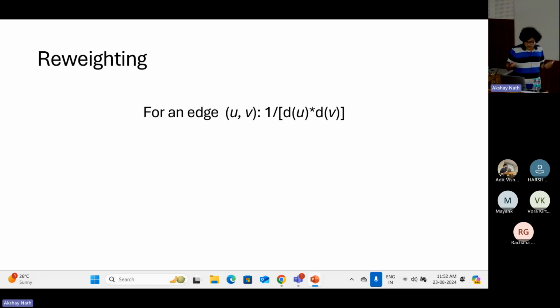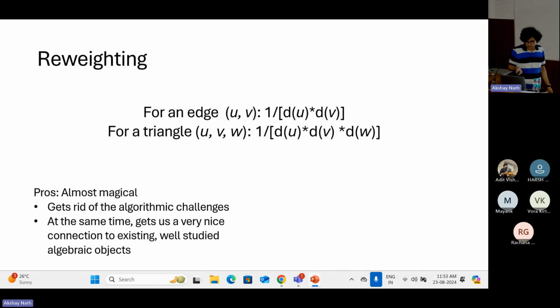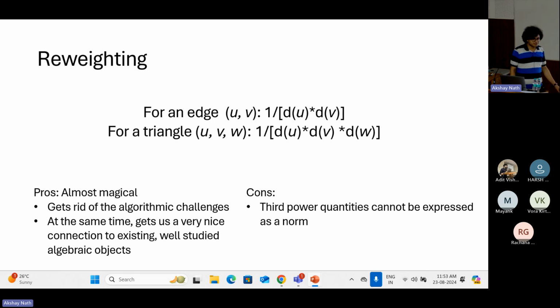So reweighting, again, the scheme is very simple. The pro is that it's almost magical in some sense. At least to me, when I first saw this, I thought, oh, this solves so many issues. It gets rid of the algorithmic challenges and at the same time gets us a very nice connection to existing well-studied algebraic objects. The cons, unfortunately, are that first of all, these third power things we mentioned cannot be shown to be a norm. We tried some variants. We don't have a result. Maybe someone here can. Please let me know. I'm very interested in seeing that.